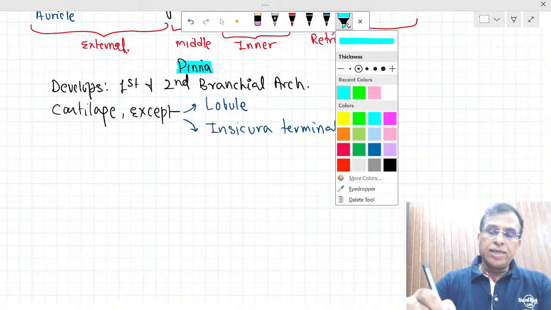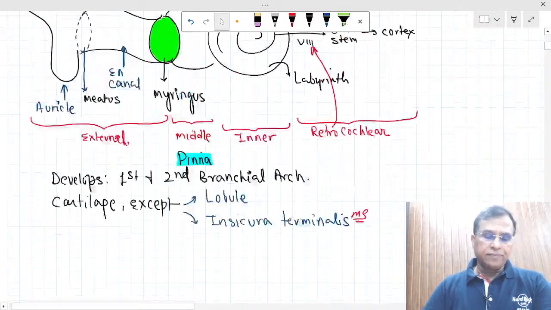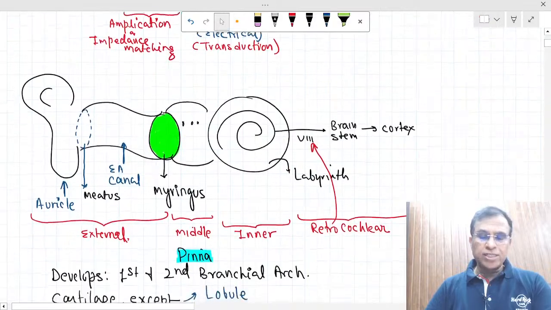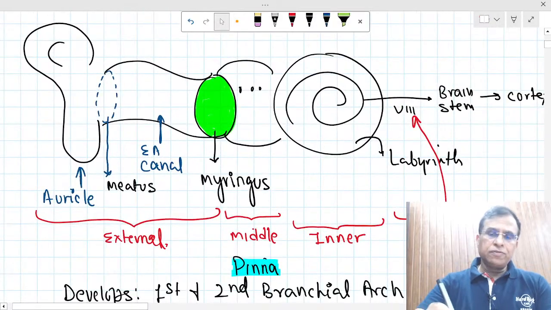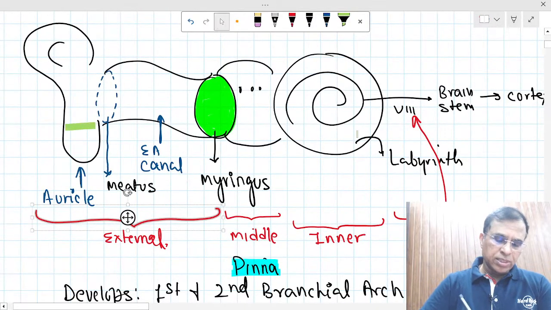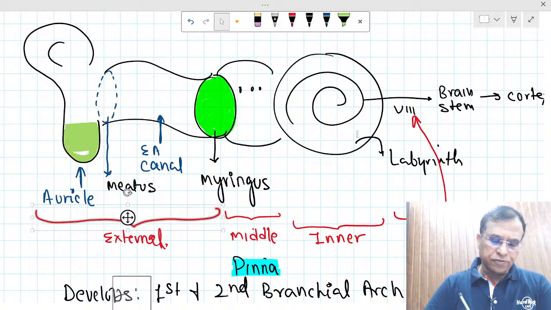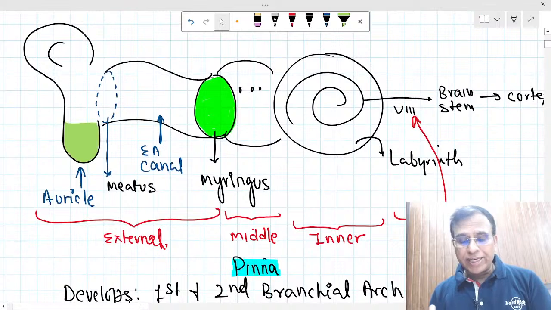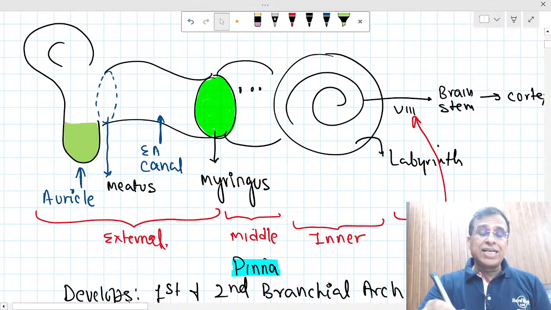Now let's say in this diagram, if I ask you where is the lobule, then obviously everybody knows this thing is the lobule, isn't it? And that's why the lobule, when you feel it with your finger, feels very soft, because there is no cartilage here. And this is not important, like I said. What is important is the incisura terminalis.